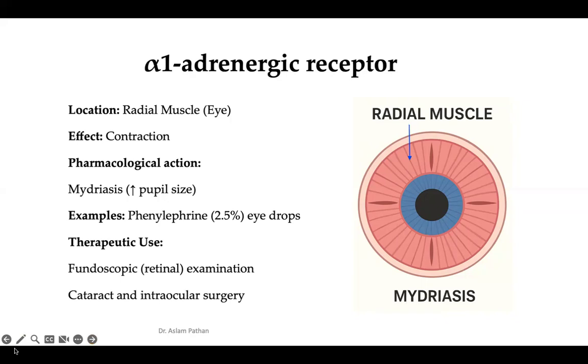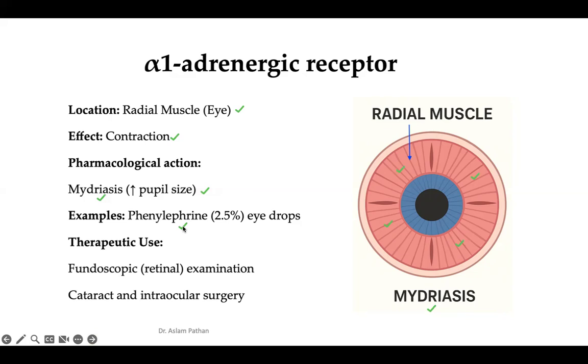Alpha-1 adrenergic receptor is located in the radial muscle of the eye. This is the radial muscle. Stimulation of the radial muscle of the eye leads to contraction, and contraction of the radial muscle leads to mydriasis, that is, an increase in pupil size. The drug used is phenylephrine, generally a 2.5% phenylephrine solution used in the form of eye drops for the mydriasis effect.